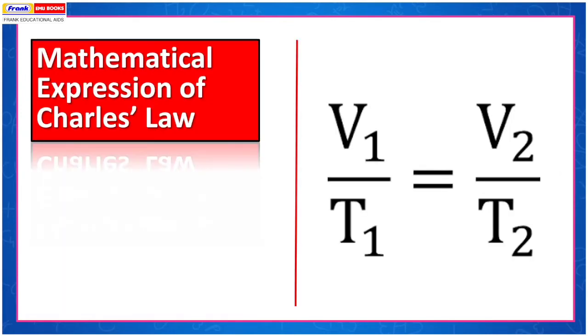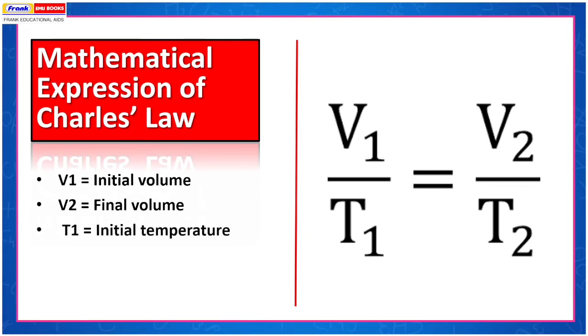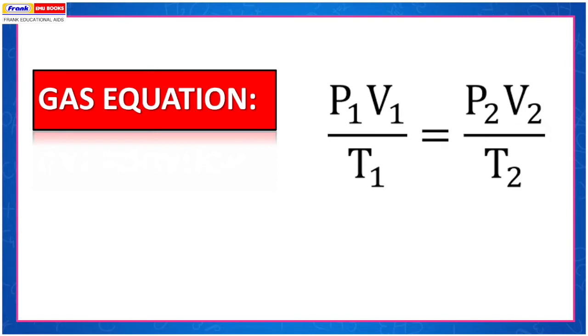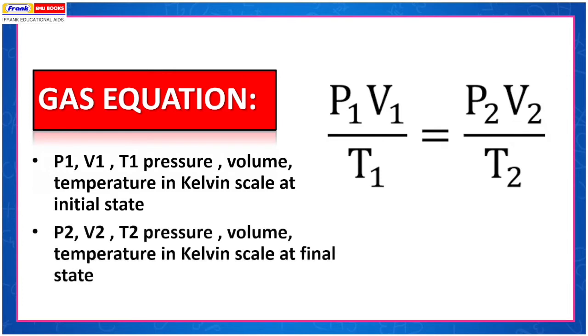Mathematical expression of Charles' law. V1 by T1 equals V2 by T2, where V1 is the initial volume, V2 is the final volume, T1 is the initial temperature and T2 is the final temperature. Gas law. P1, V1, T1 are pressure, volume, temperature in Kelvin scale at initial state, while P2, V2, T2 are pressure, volume, temperature in Kelvin scale at final state. Thus, P1V1 by T1 equals P2V2 by T2.